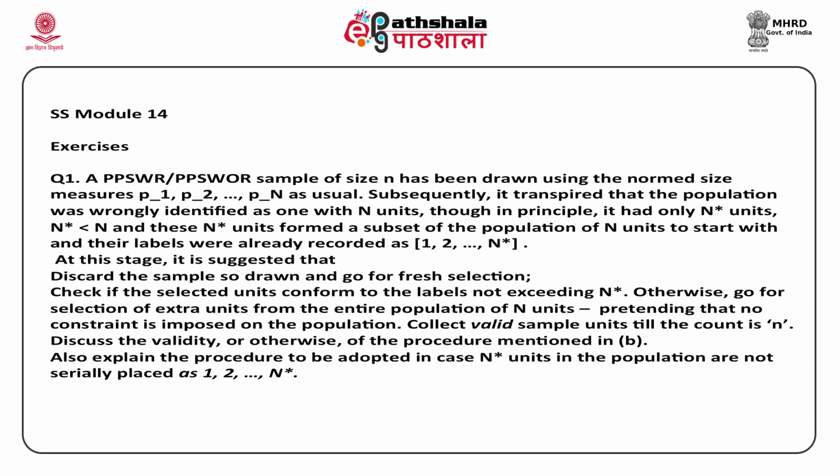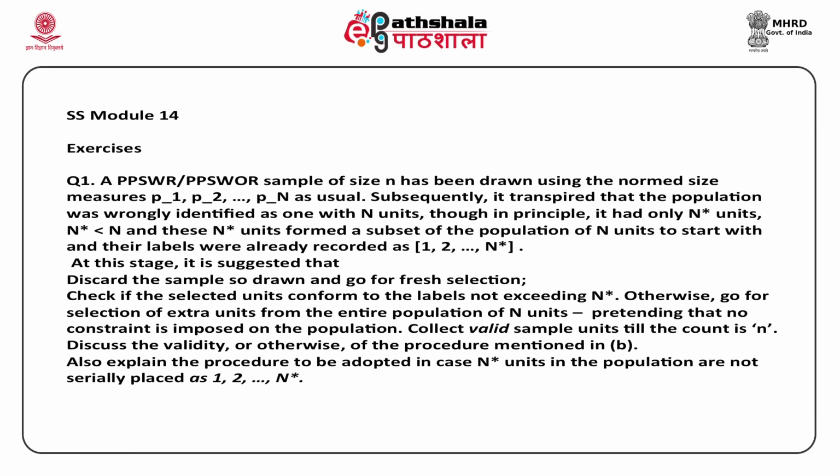At this stage, it is suggested that discard the sample so drawn and go for fresh selection. Other thing is, check if the selected units conform to the labels not exceeding n star. You have already taken a sample, check if the selected units conform to the labels not exceeding n star, because n star is your limit. Otherwise, go for selection of extra units from the entire population of capital N units, pretending that nothing has happened, no constraint is imposed. Now, collect valid sample units till the count is little n.